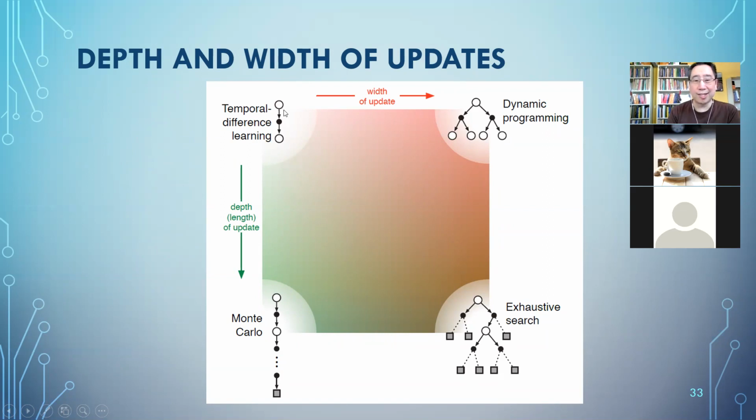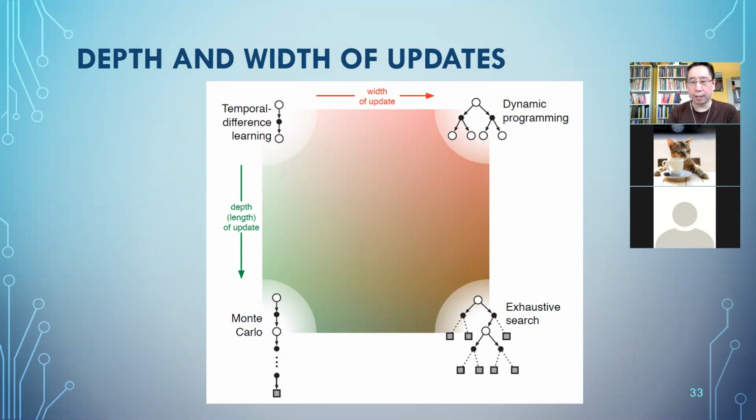Well, what could we do? Instead of going one step ahead, we could actually go many, many steps, and in fact, all the way to the end of an episode. And so in the lower left corner, this is Monte Carlo methods. They wait until you get to the very end of the episode before they do updates.